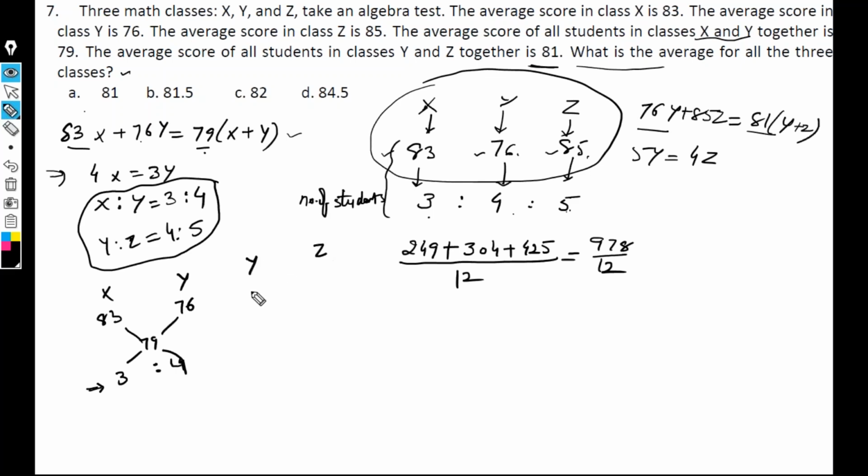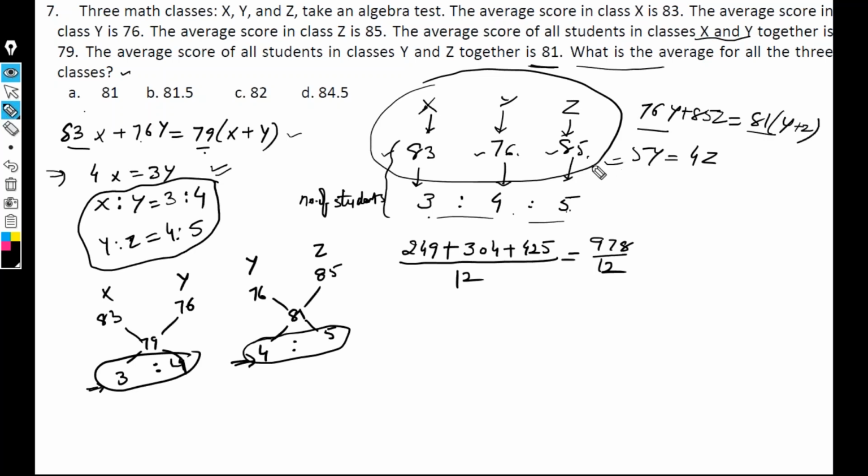Likewise, for class Y and Z, 76, 85, and the mid value 81. Difference of these two is 4. Difference of these two is 5. So the ratio between the number of students of class Y and Z is 4 is to 5. So by combining these two, it gives us the ratio for all three classes, which is 3, 4, 5. Again, it will save our time in framing these kind of equations. Is it clear, everyone?